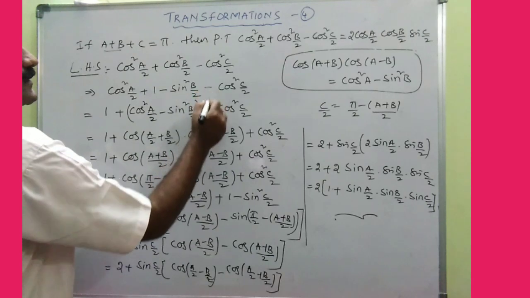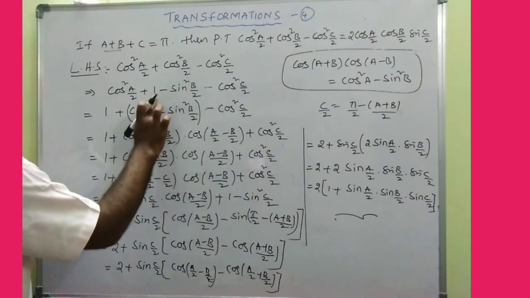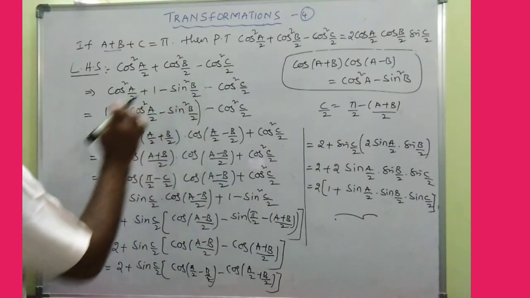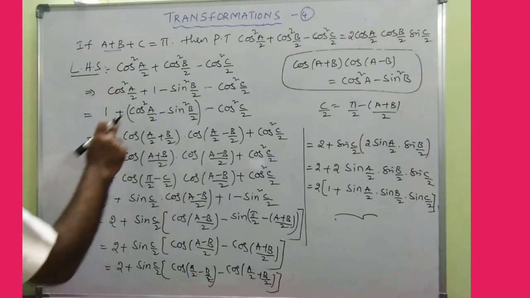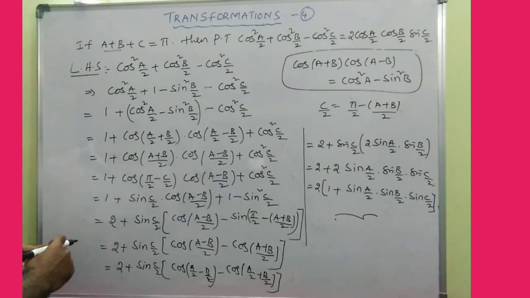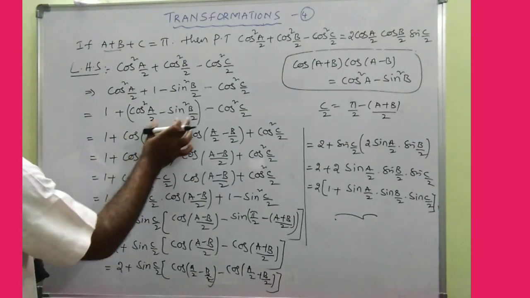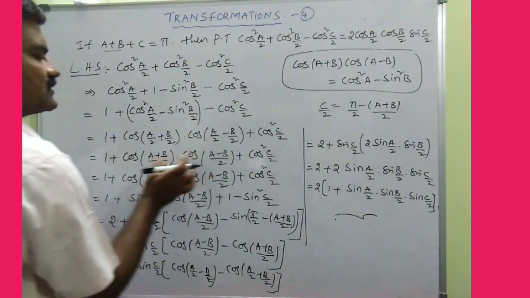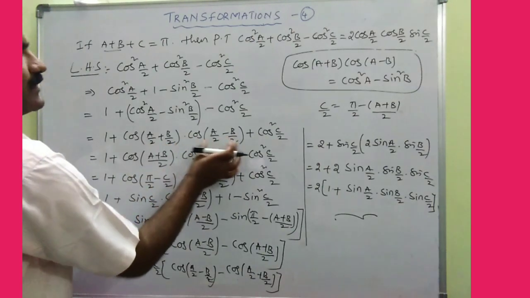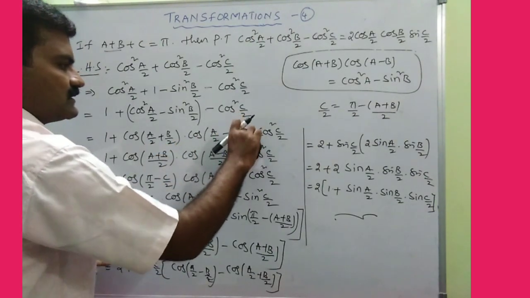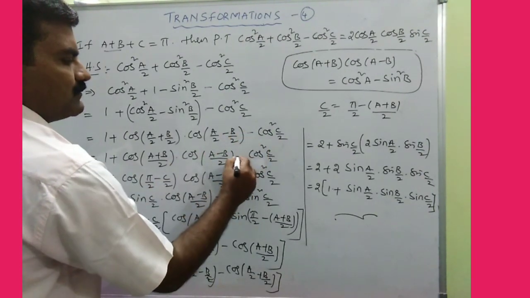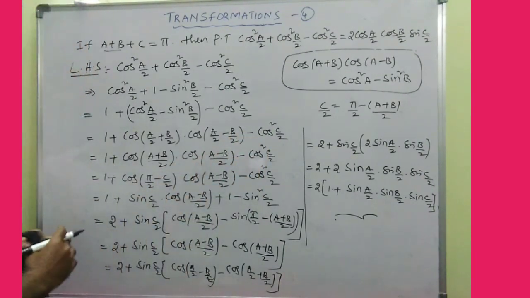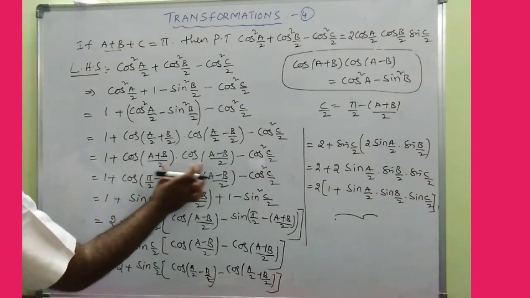So once again, cos square B by 2, you can write it as 1 minus sin square B by 2. The 1 you can bring to the front, and this is cos square A by 2 minus sin square B by 2, which is nothing but the same as before. So cos of A plus B into cos of A minus B, whereas the only difference is here sin, this is minus minus. So these two steps are also the same.